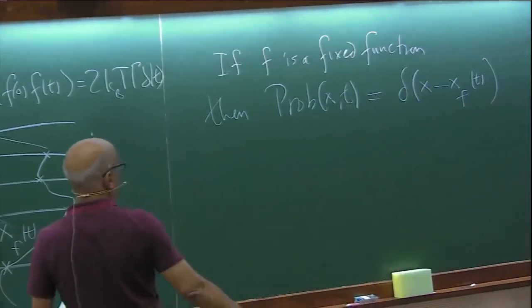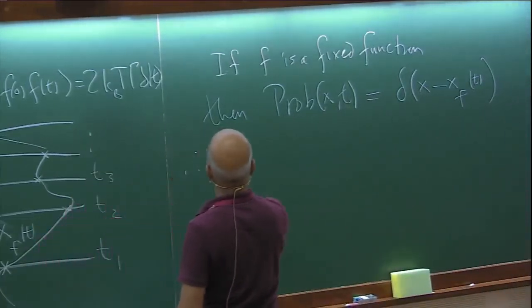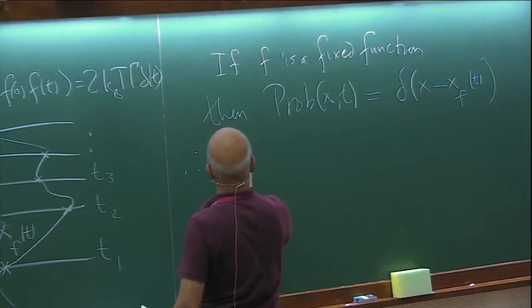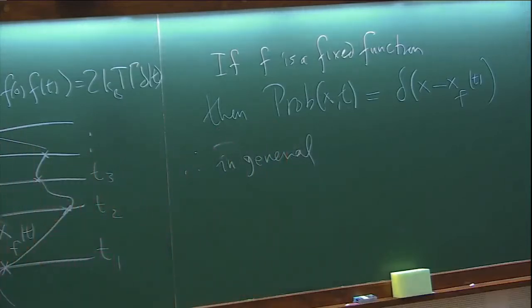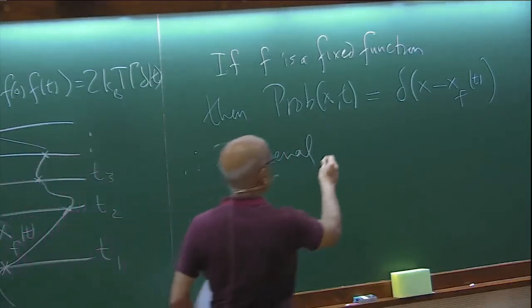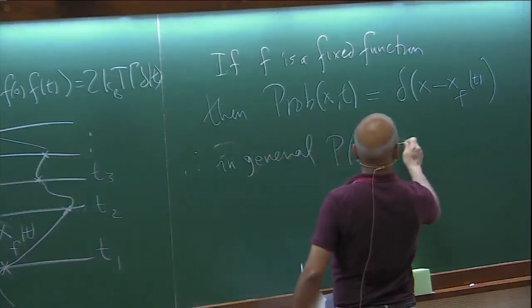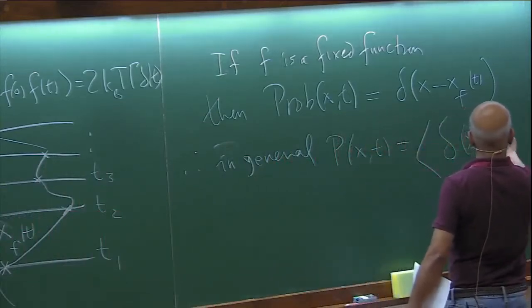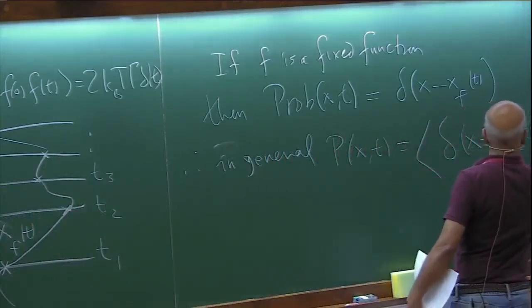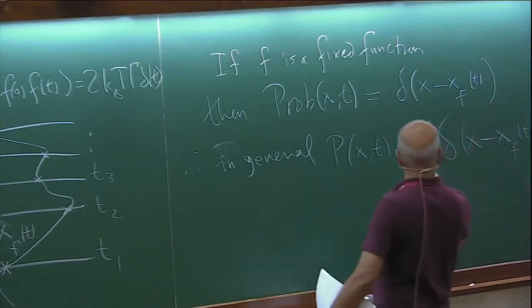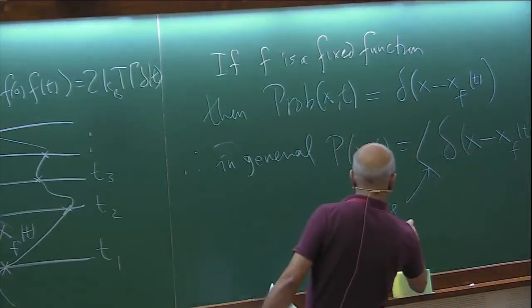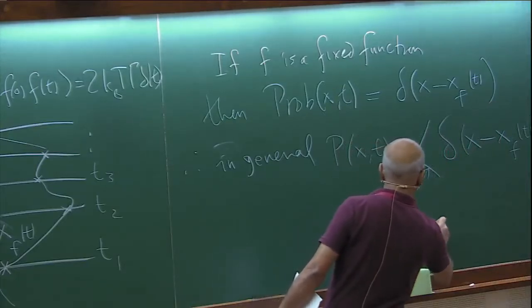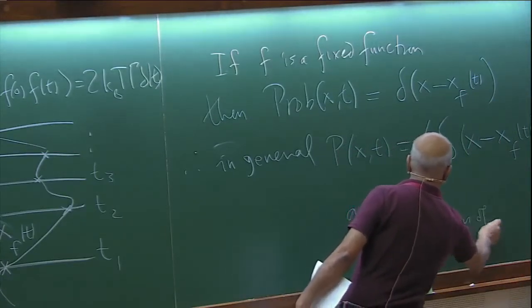Because it's always there. So, therefore, in general, you'll repeat this experiment a zillion times and you'll get a sprinkling of dots here. And clearly, the probability, therefore, is just the average of this guy, where by this angle bracket, I mean average over realizations of f.